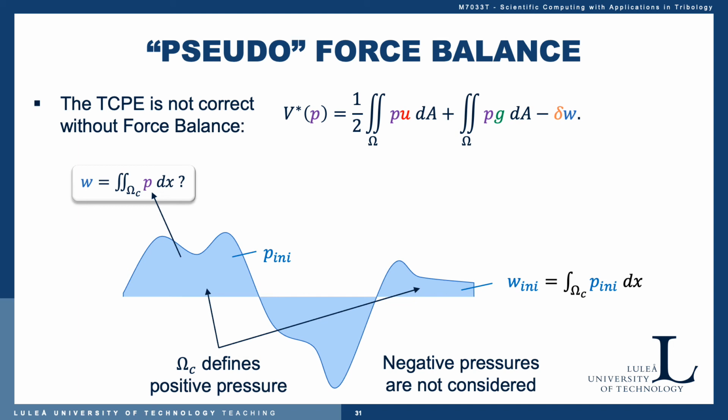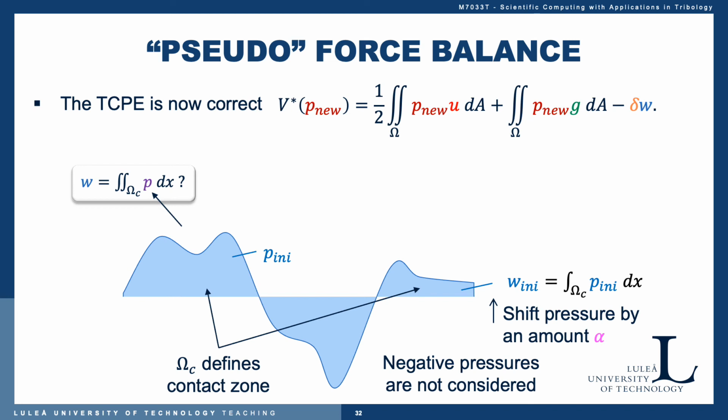And we can find force balance by taking our initial pressure, considering only the positive parts, integrating this to obtain an initial value for our applied load. Okay, we can then check if this is correct. Well, then we're done. Probably it is not, and we can apply a shift on our pressure distribution, either up or down.